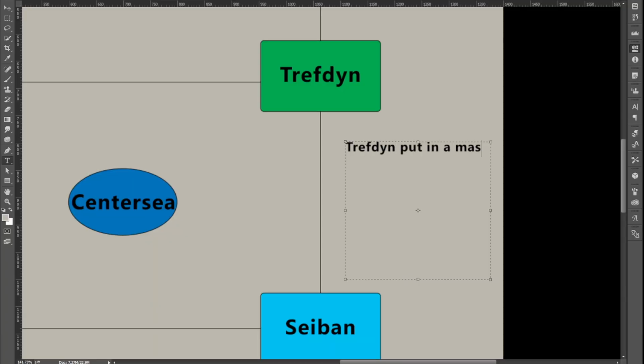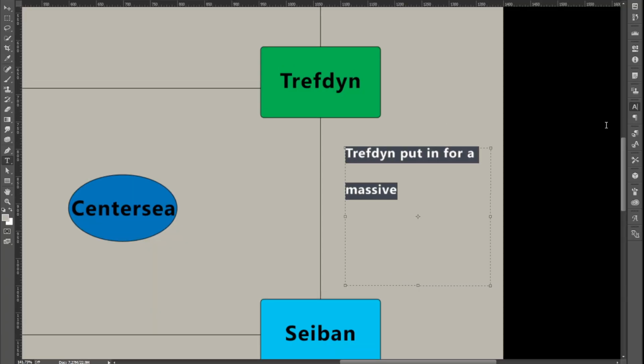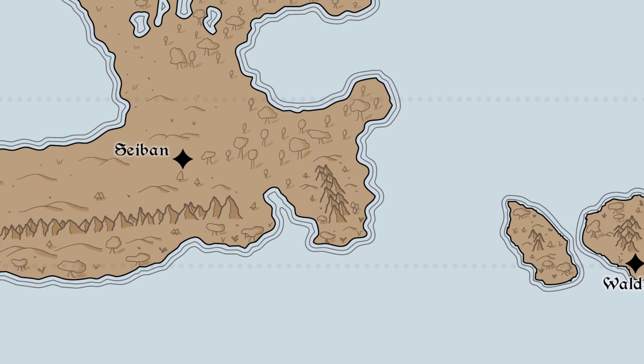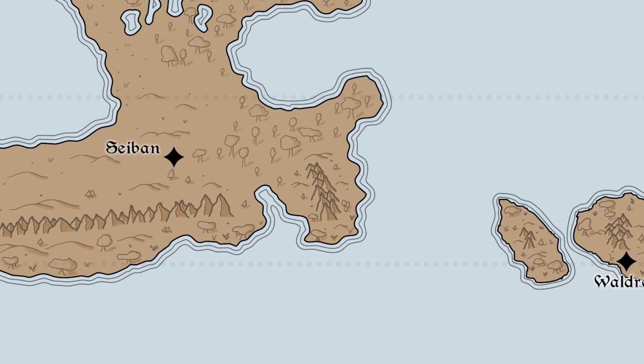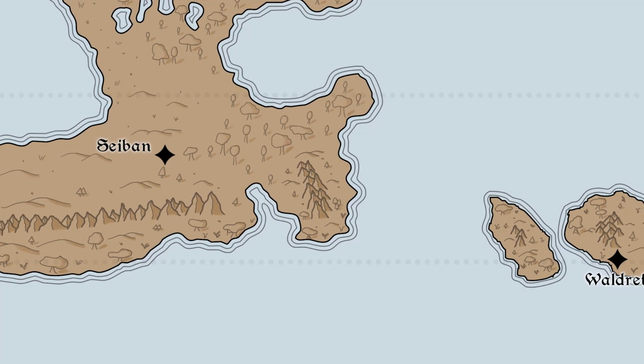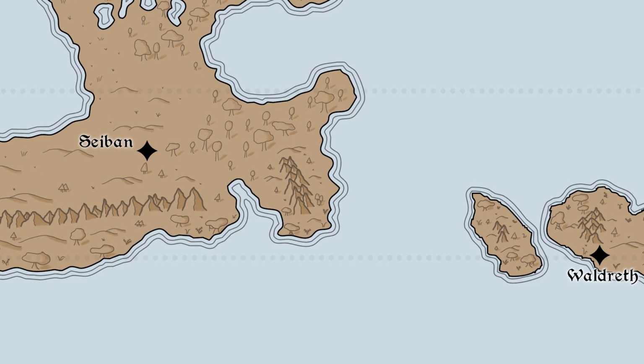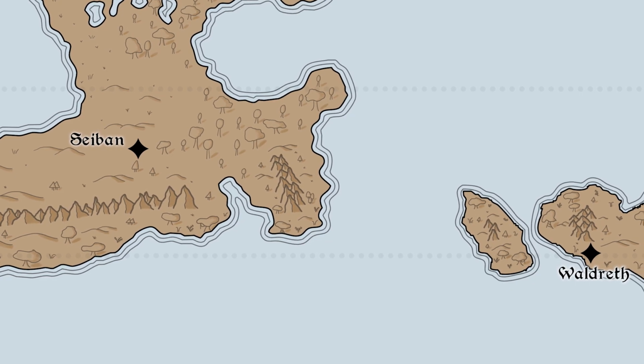Perhaps Seiban sent a peace offering of disease detection amulets northward, and perhaps the Trefton aristocracy, aware of what the amulets would detect, stashed them in a warehouse. Moving southward to the Evening Isles, what about that powerful newcomer to Waldreth? Maybe a high-ranking magic user in Seiban got wind of the Trefton cover-up and was appalled.